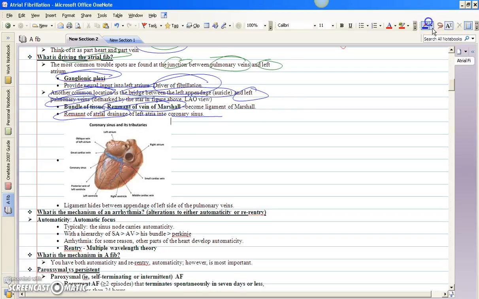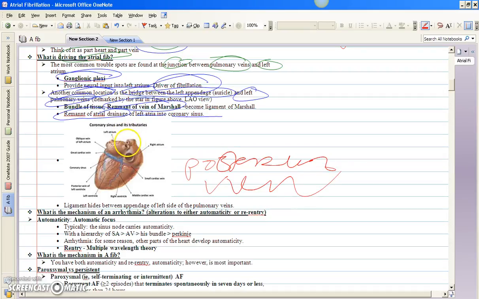What I tried to illustrate here is just the posterior view. And we get a nice view of the left atrium as well as the coronary sinus and all the nearby structures.